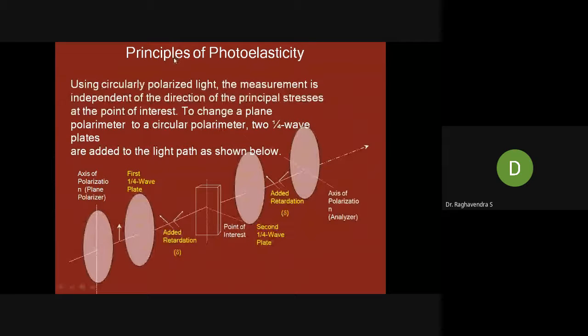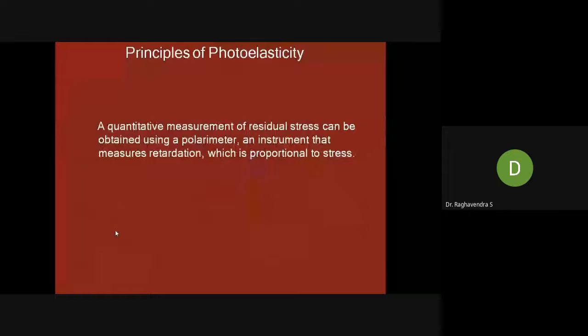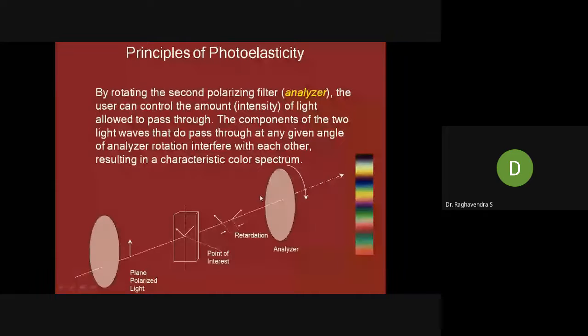Before that, we'll read this principle of photoelasticity. Using circularly polarized light, the measurement is independent of the direction of the principal stress at the point of interest. To change a plane polarimeter to a circular polarimeter, two quarter wave plates are added to the light path as shown below. Whatever you saw here is a plane polarimeter. It's just a plane polarimeter.